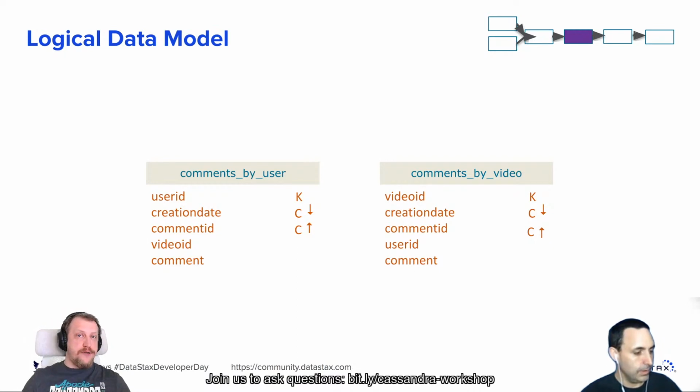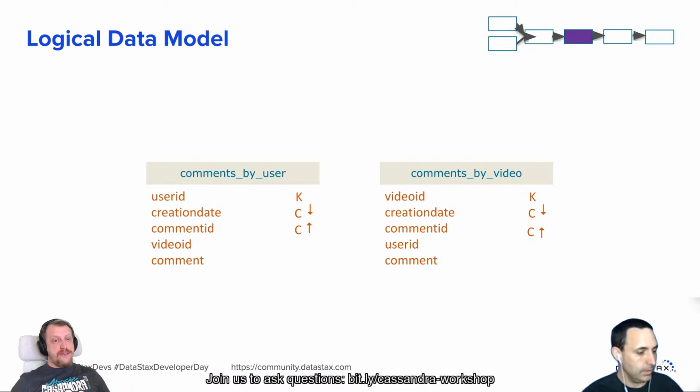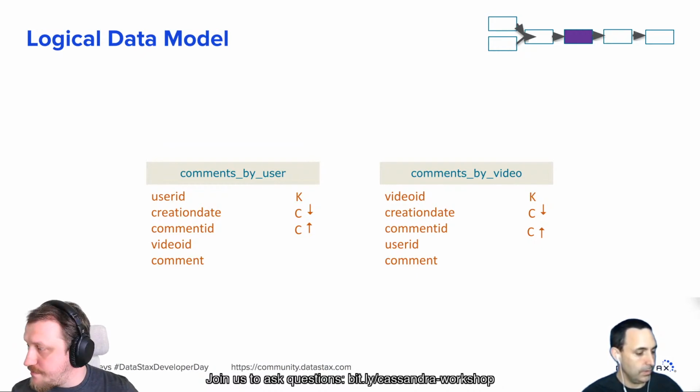Now please answer my question. We are already talking about two different tables. Why can't we have one single table? Please answer on Discord or YouTube.